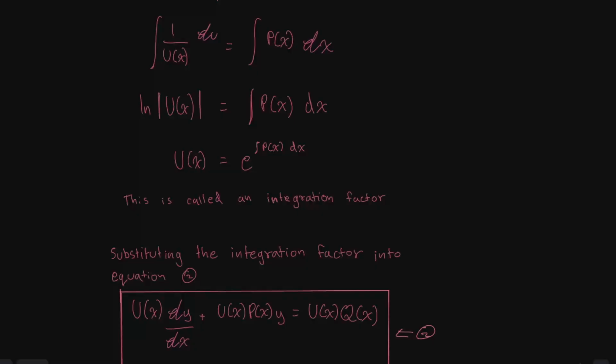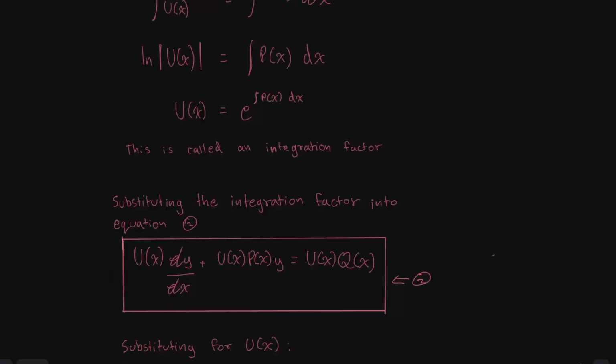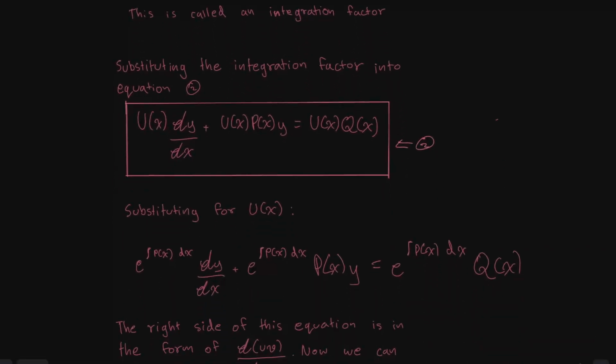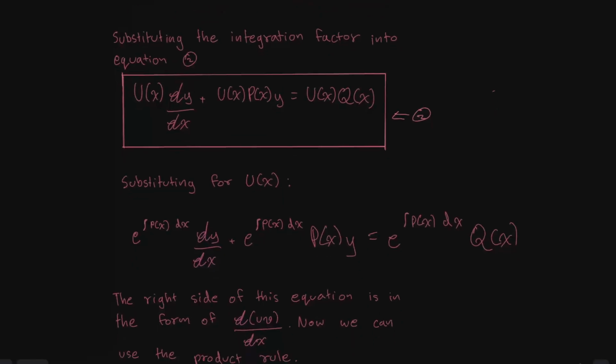So that's equation 2. And now instead of using u of x, we're going to substitute what we got over here. So we're going to substitute the integration factor. After we substitute u of x, or the integration factor, which is e to the power of integral p of x dx, we get e to the power of integral p of x dx dy by dx plus e to the power of integral p of x dx times p of x y is equal to e to the power of integral p of x dx times q of x. And now we can observe that on the left side of this equation, we have everything in terms of d(uv) by dx.